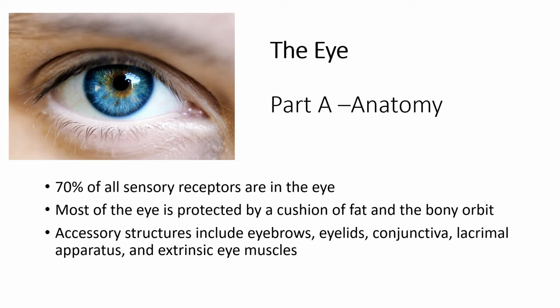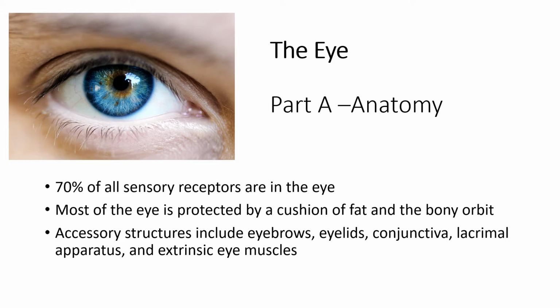Accessory structures are structures that help support the eye, help lubricate it, or help move it around. So these structures would include eyebrows. The eyebrows are going to help reduce glare into the eye and also help keep out some dust and debris and other things that might damage the eye. You have eyelids that, of course, you can close, but also they sweep across the eye constantly to remove dirt and other debris. We have the conjunctiva, which is the lining of the eyelids, and it's also continuous with the visible white part of the eye.